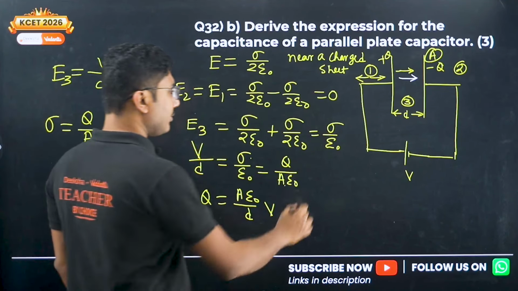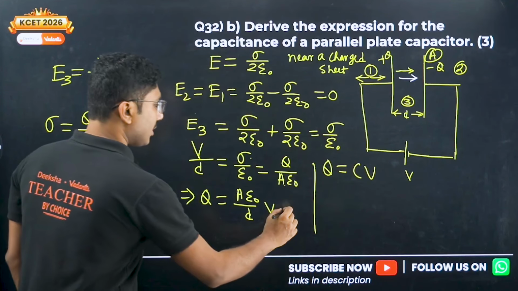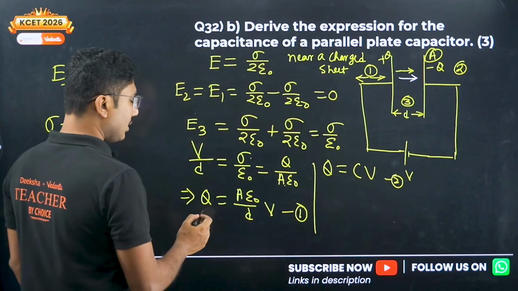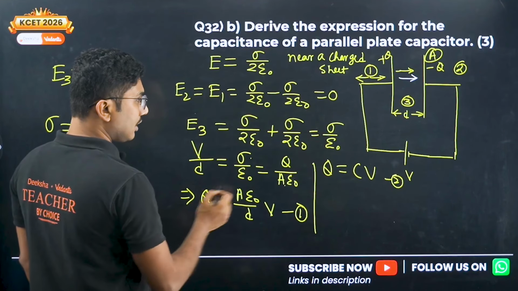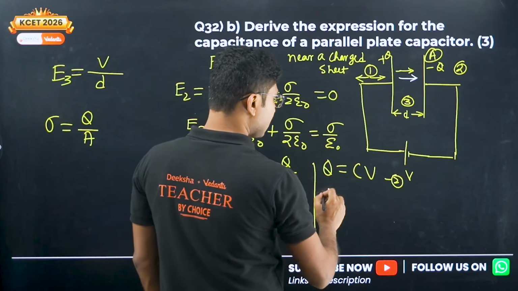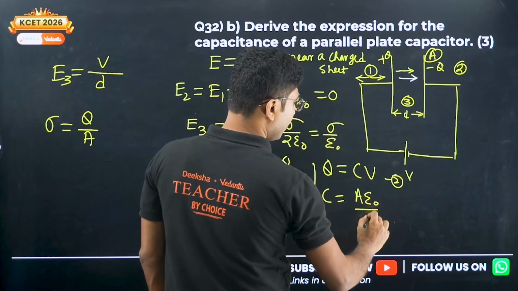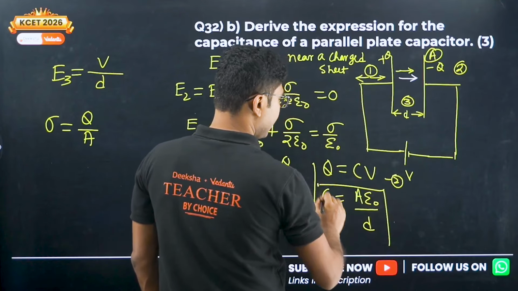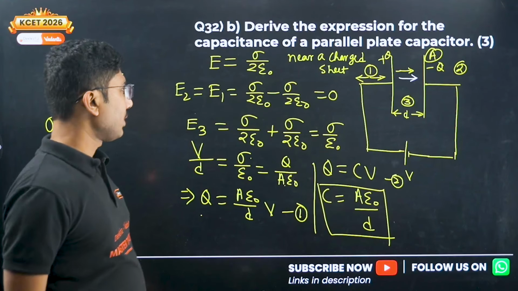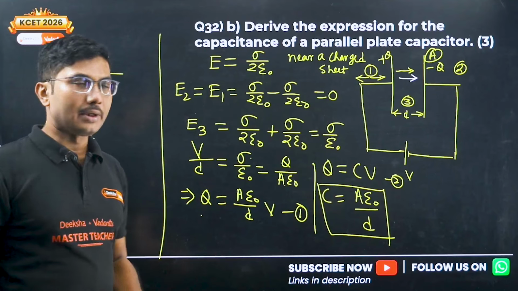Now for a capacitor, we know that Q is given by C into V. So this is our equation number 1, and this is our equation number 2. If you compare equations 1 and 2, you will see that Q is common, V is common, and the only thing that is not common is this, that means this must be equal. So C is given by A epsilon naught upon D. So this is the derivation of the capacitance of a parallel plate capacitor. Easy derivation, not difficult. Practice 2-3 times, you will be able to remember it.